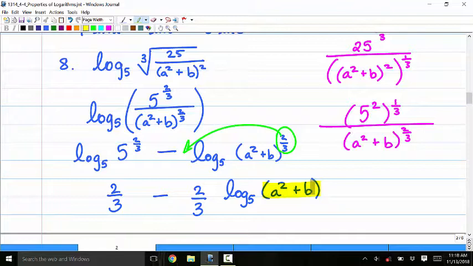Now over here, can I expand that any? Somebody just said, mm-mm. Can I do that as log base 5 of a squared plus log base 5 of b? No. So I just leave it alone. I'm finished with that problem.